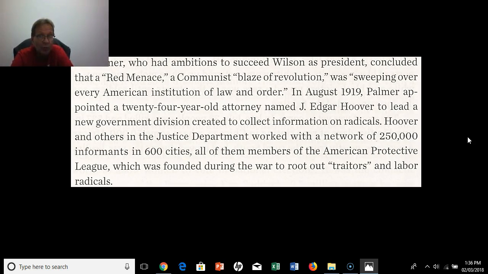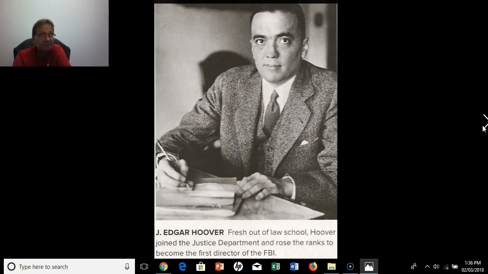Hoover and others in the Justice Department worked with a network of 250,000 informants in 600 cities, all of them members of the American Protective League, which was founded during the war to root out traitors and labor radicals. Again, war does unalterable things. Once you get these bureaucracies in place, they're going to make things for themselves to do. And there's J. Edgar. He will remain the director of the Federal Bureau of Investigation until he dies in 1972. He has the dope on everybody, and politicians run scared of Mr. Hoover for decades.